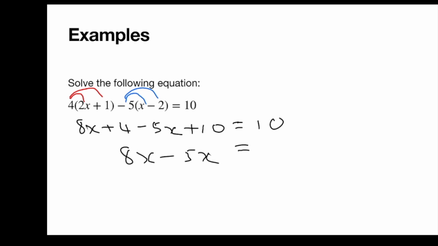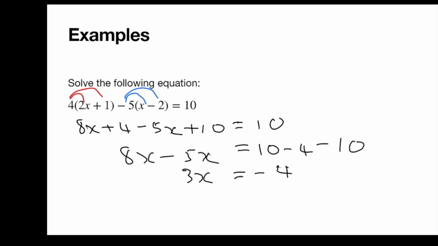Then on the right hand side, I want all my numbers to go there. Already we have a 10 there. The plus 4 on the left comes to the right and becomes a minus 4. The plus 10 on the left hand side goes to the right hand side and changes to a minus 10. Then simplify. 8x minus 5x is equal to 3x. Then 10 minus 4 minus 10 is equal to negative 4.